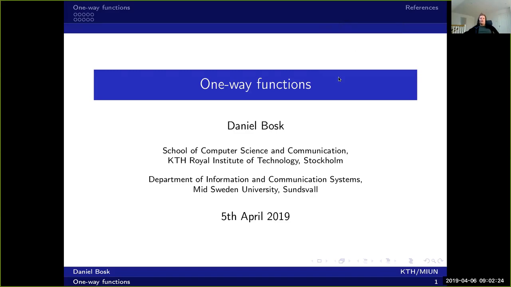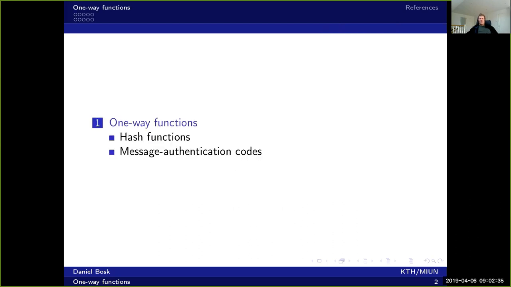So now we're going to talk about one-way functions, another core part of modern cryptography. We're first going to talk about one-way functions in general, and particularly hash functions, which is one instantiation of one-way functions. Then we're going to talk a bit about how these can be applied to create message authentication codes to give us a bit of authentication, because this we haven't covered before.